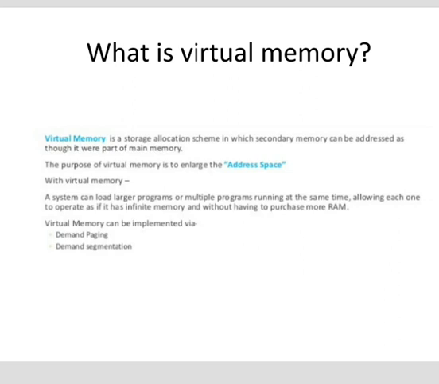So virtual memory is a storage allocation scheme in which secondary memory can be addressed as though it were part of the main memory. The purpose of virtual memory is to enlarge the address space. With virtual memory, a system can load a larger program or multiple programs running at the same time, allowing each one to operate as if it has an infinite memory and without having to purchase more RAM.